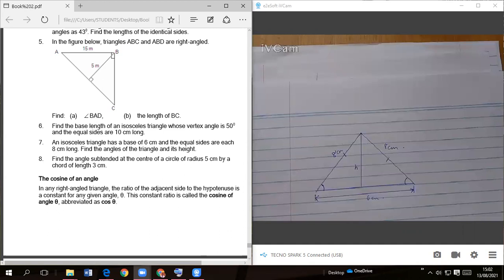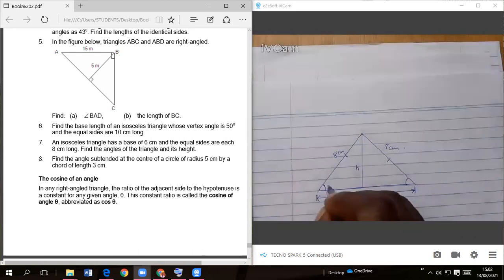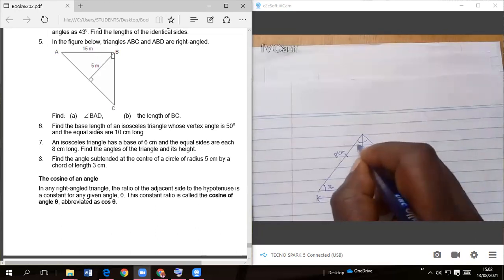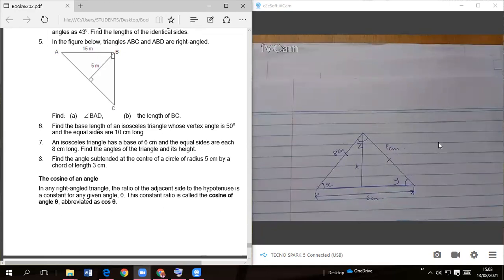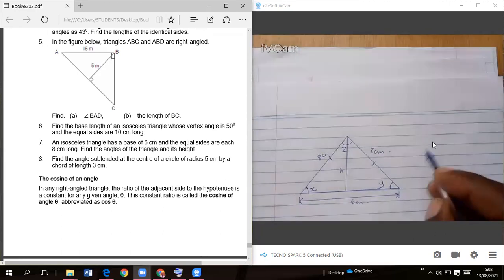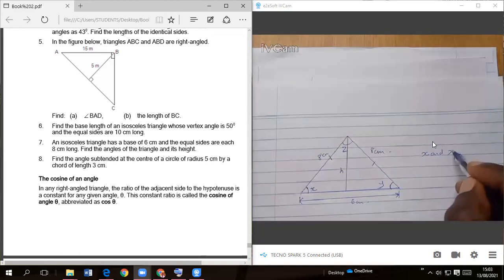Mwesigwa, is it true? Are they all equal? I don't think so. They are not equal. Isosceles triangle? They are not equal. So what should be the answer? The two are equal. Which one? Let me say this is X, this is Y, this one is Z. Which one and which one? X and Y. So which name is given to X and Y?